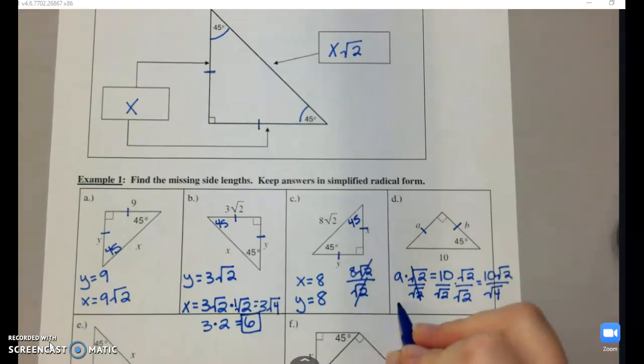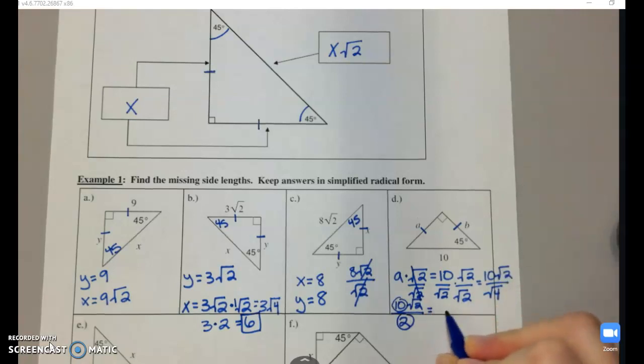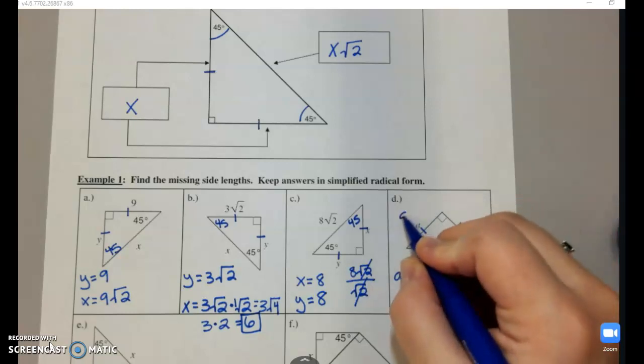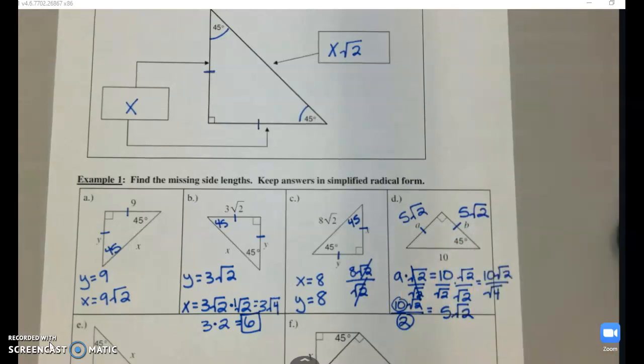And I'm going to get 10 square root of 2 over the square root of 4. Remember, the square root of 4 is 2. So I'm going to have 10 square root of 2 over 2. And I can simplify this because 10 and 2 have a common factor of 2. So I get 5 square root of 2. And that is the same for A and for B, because they are congruent sides.